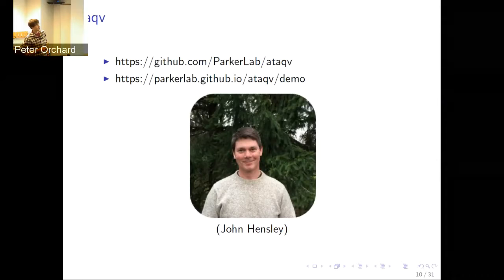So we developed a tool to do this. In particular, it was John Hensley, who did the vast majority of the software development. He was a software developer previously in the lab. He's since moved on. But this tool is available on our lab GitHub. So that's the first link there. There's also a demo, which I'll go over in a minute, in case you want to try it out before loading in your own data.